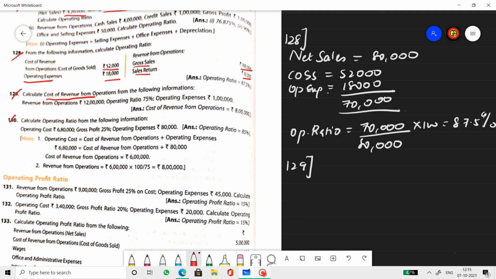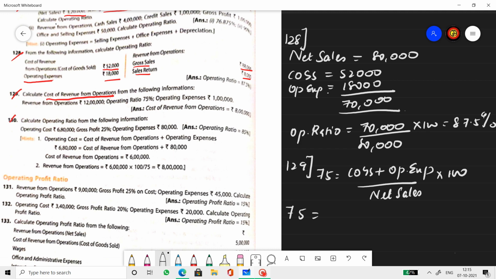Find cost of revenue from operations. So that means here the missing information we need to find, and operating ratio is given as 75%. So 75 equals cost of goods sold plus operating expenses divided by net sales into 100. So 75 equals cost of goods sold is a missing info.